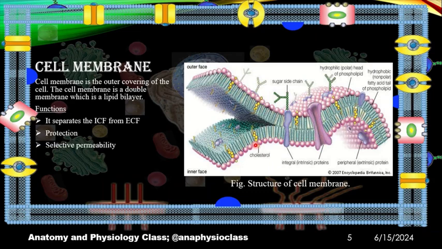Then selective permeability, which is one of the most important functions of the cell membrane, that comprises different subfunctions, and we will discuss this when we come to transport across cell membrane. So selective permeability means it selects some substances to pass through it, and it doesn't allow some substances to pass through it, which is very, very important.